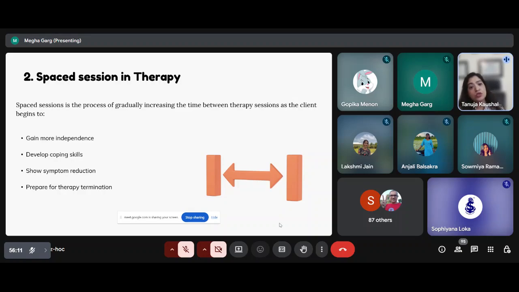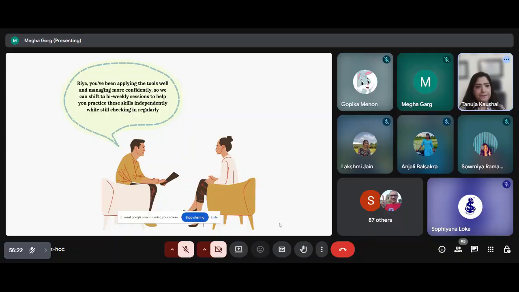So termination, just like goal setting, also has to be collaborative and very gentle. So this is spaced sessions. And next, please. Okay, so this is again an example of what you tell the client. You have been applying the tools well and managing more confidently. So we can shift to bi-weekly sessions to help you practice these skills independently while still checking in regularly.